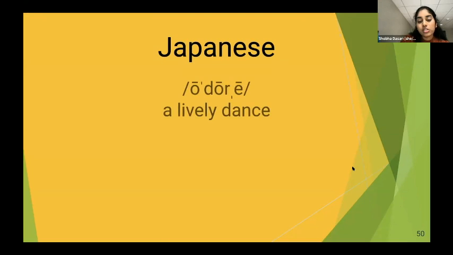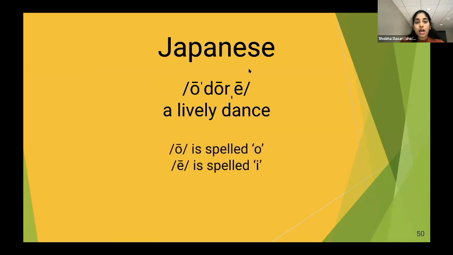So some Japanese examples. Let's try the word odori. This is a lively dance. Okay. The hints for language patterns for this is that the O sound in Japanese is spelled with an O, and then the E sound in Japanese is spelled with an I. So odori would be spelled O-D-O-R-I. Yeah, relatively straightforward, relatively phonetic.